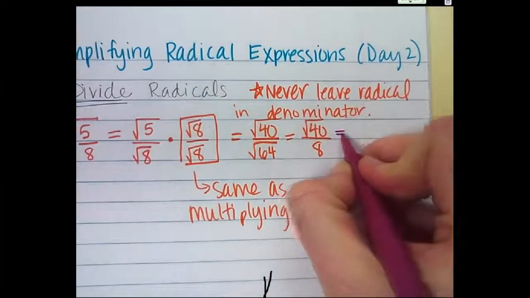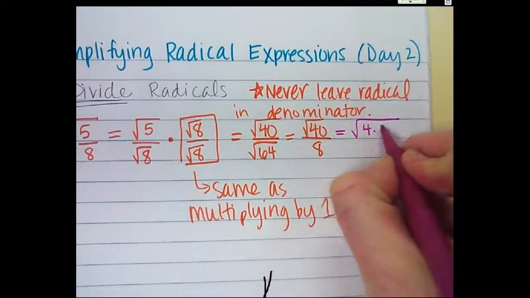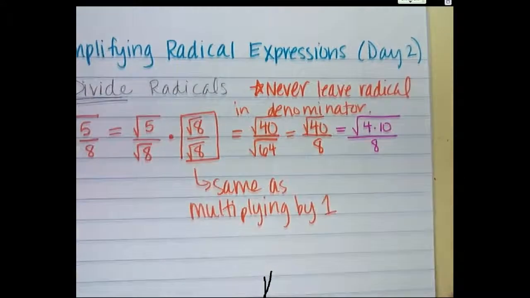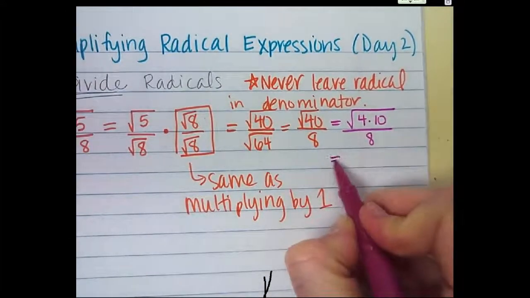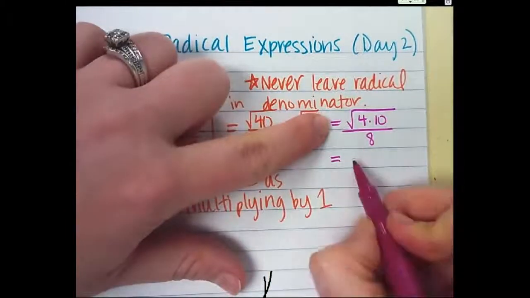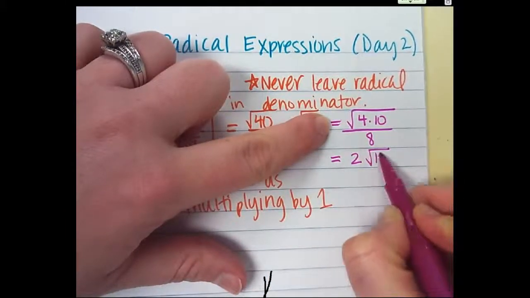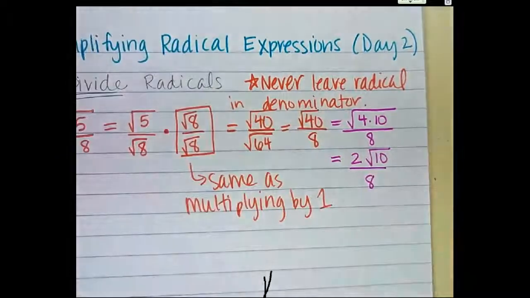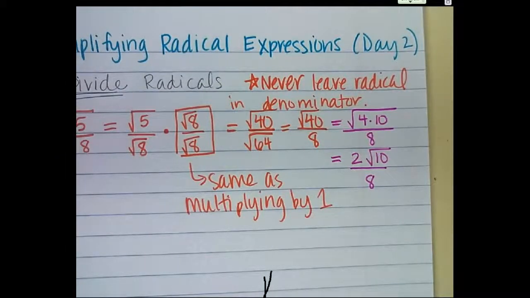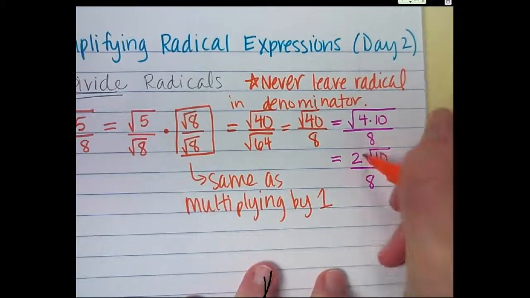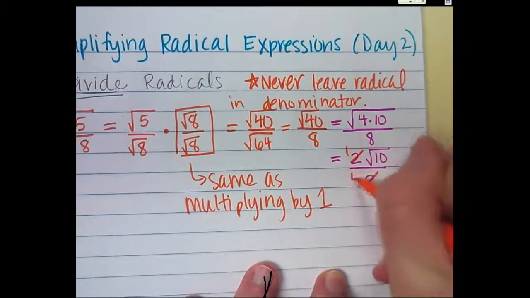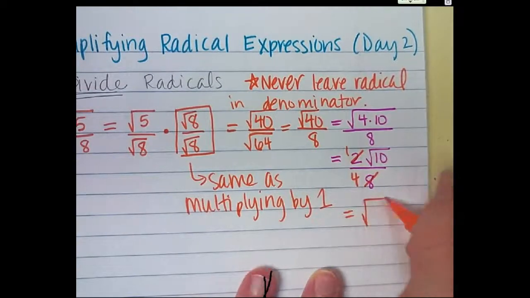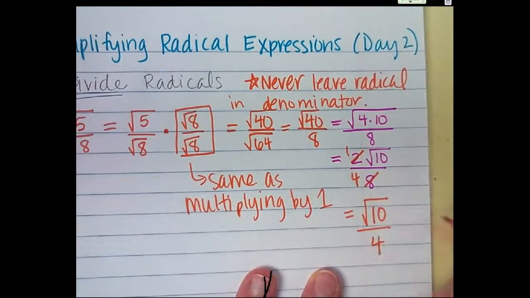So what perfect square is inside 40? 4, so 4 times 10. So same thing we did before, bring this 2 out. So I have 2 square root 10 over 8. Can I simplify anything? Do I simplify the 2 and the 8, the 10 and the 8, or all of them? Good, the 2 and the 8. So that reduces to 1/4. So my final answer, square root 10 over 4.